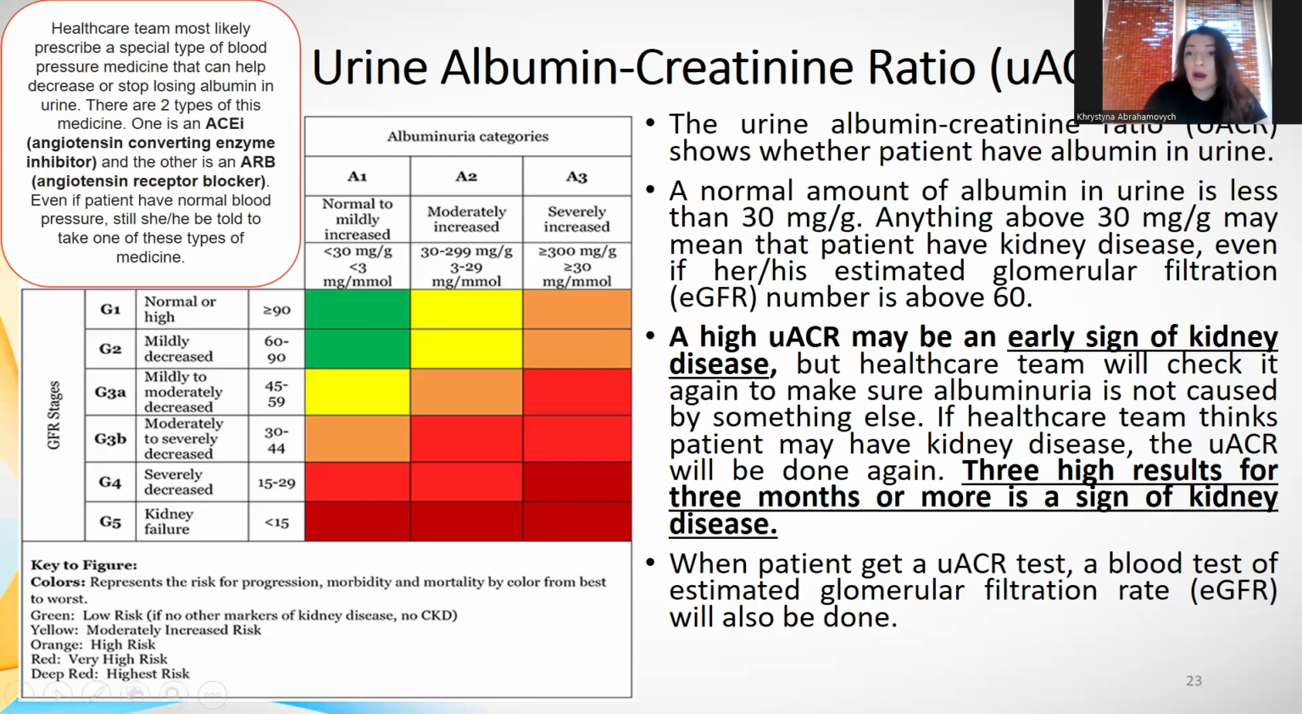A normal amount of albumin in urine is less than 30 milligrams per day. Anything above this number may mean that the patient has kidney disease, even if his or her estimated glomerular filtration rate is above 60, or the patient has a preserved glomerular filtration rate. So besides that, of course, you have to check glomerular filtration rate too.